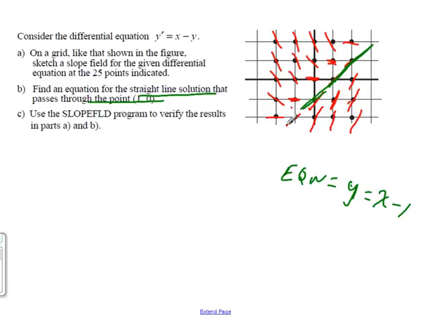So this green line was my straight line solution to this differential equation going through the point 1, 0. And because of algebra and graphically, I can see that the equation for that is y equals x minus 1, because the slope is 1 for everything along this line.